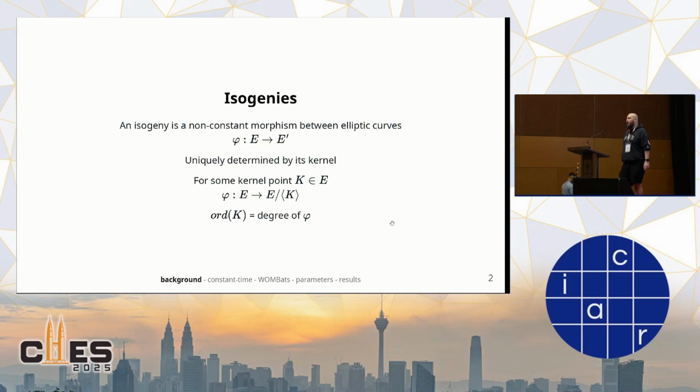So for some point K on my elliptic curve, I can use this to define my isogeny, and then I have the property that the order of my point is equal to the degree of my isogeny.